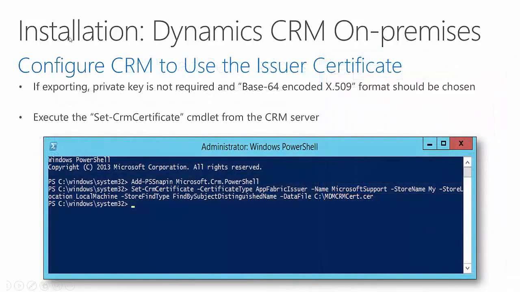A PowerShell commandlet must be executed in order to configure CRM to use the designated certificate as the Microsoft Azure Service Bus Issuer Certificate. If exporting the certificate from the certificate's snap-in, the private key does not have to be exported, and the base 64 encoded X509 certificate format should be selected. The proper syntax of the Set CRM Certificate commandlet can be seen in this slide, and additional information regarding this process can be found in the Word document included with this module.